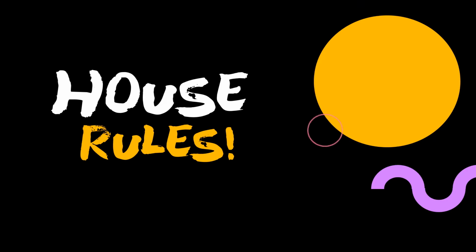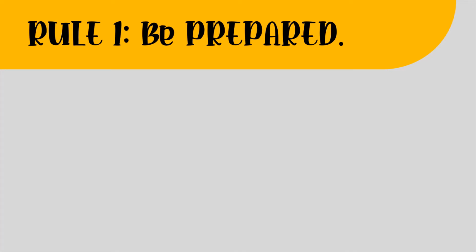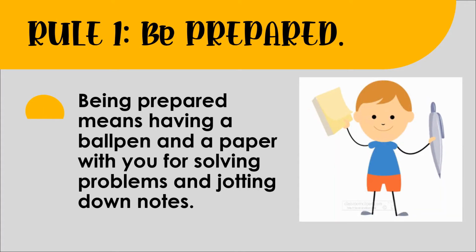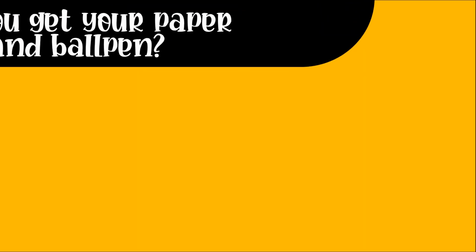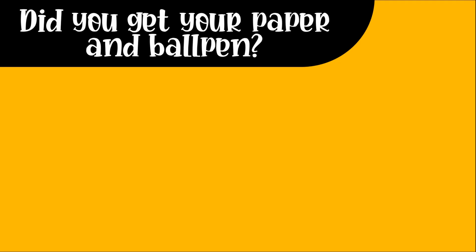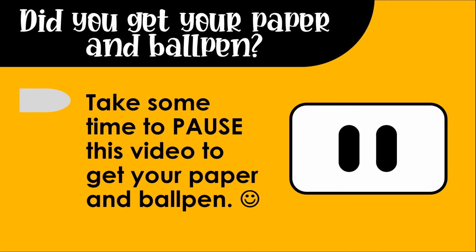House rules. Rule number 1, be prepared. Being prepared means having a ballpen and a paper with you for solving problems and jotting down notes. Did you get your paper and ballpen? Take some time to pause this video to get your paper and ballpen.